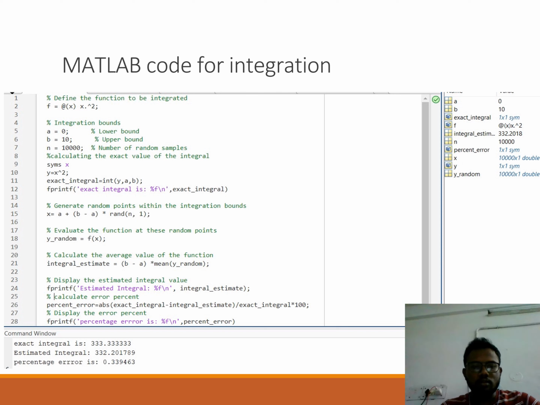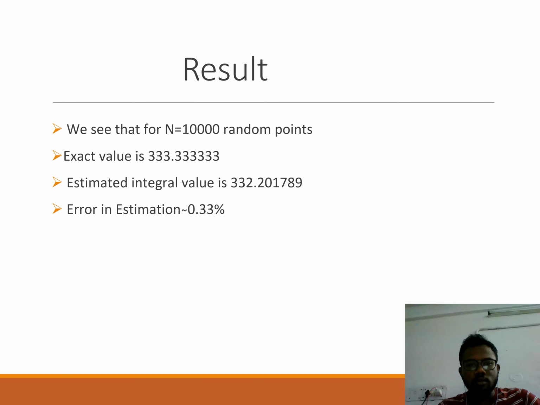So here you can see in the command window the exact integral is 333.33 and the estimated integral is 332.201 and the percentage error is 0.33%. So we see that for n equals 10,000 random points, the exact value is 333.33 and the estimated integral is 332.201 and the error in estimation is 0.33%.